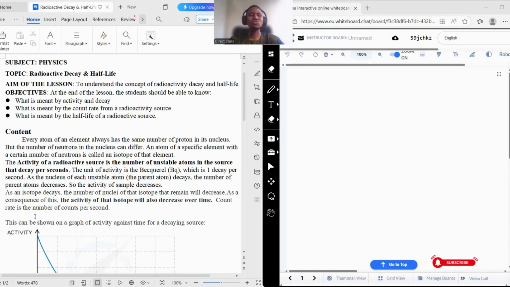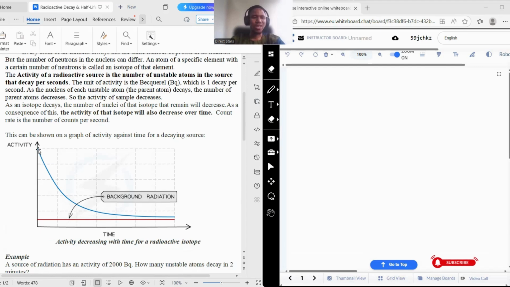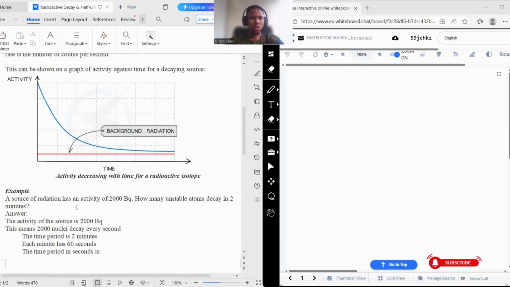That is, the count rate is the number of counts per second. I want you to understand that. This can be shown on a graph of activity against time of a decaying source. From here, the nuclei decay until they get to the background radiation, decaying per second over time, until it gets to the final stage of the activity itself. So we'll go with that.